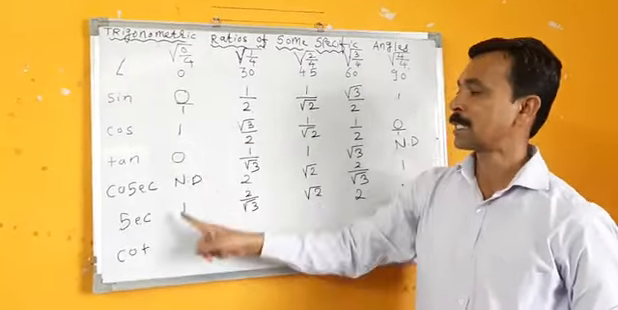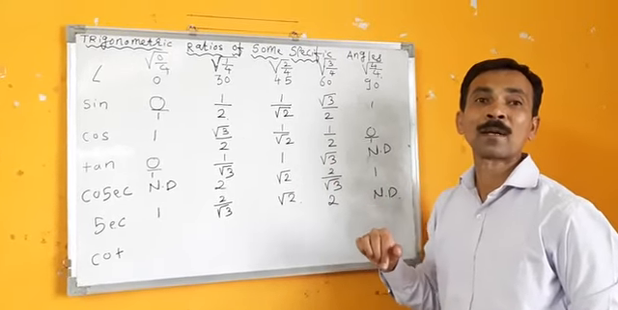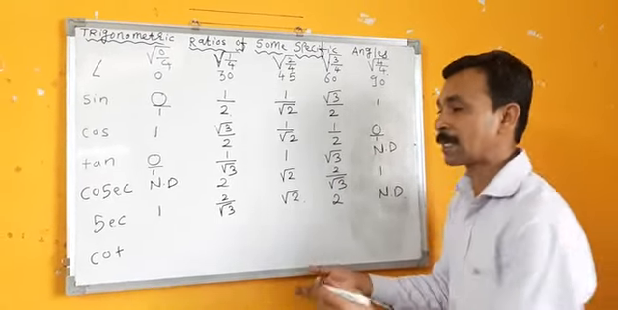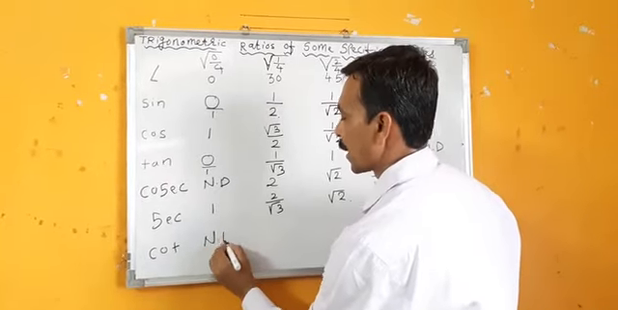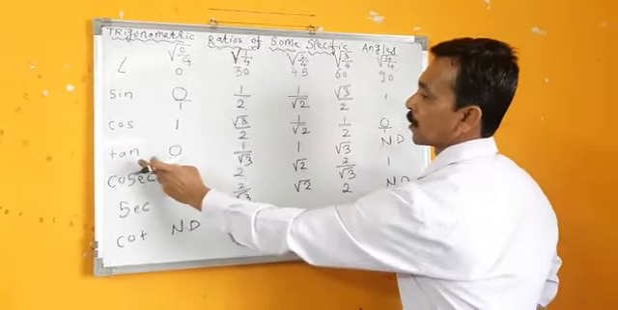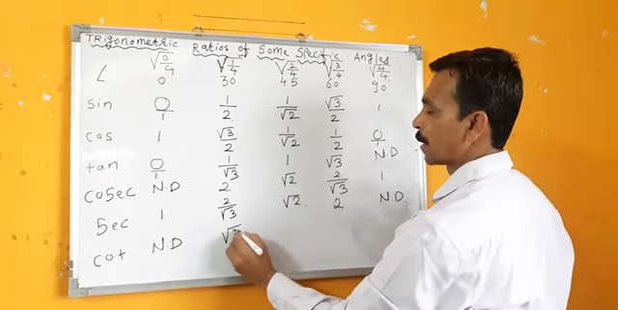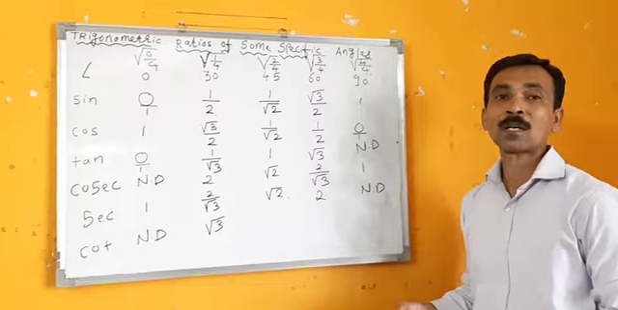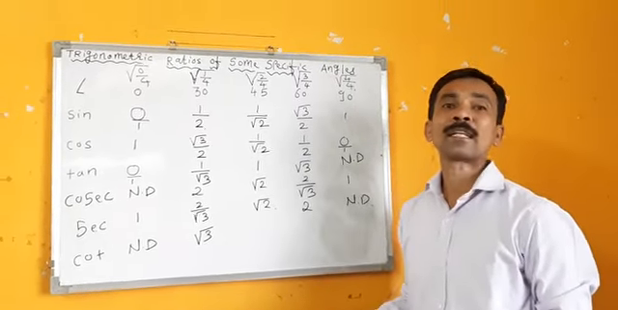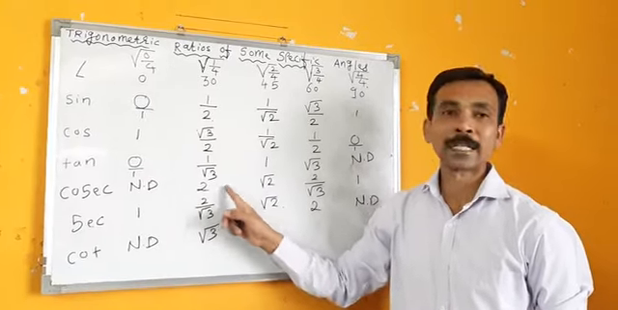Now cot. Cot is reciprocal of tan. 0 means 0 by 1. So what is the reciprocal of 0 by 1? 1 by 0. 1 by 0 means not defined. So cot 0 is not defined. Now cot 30. What is tan 30? 1 by root 3. So cot 30 will be root 3, because cot is reciprocal of tan. So cot 30 will be reciprocal of tan 30.